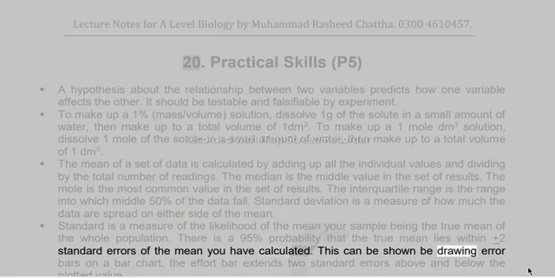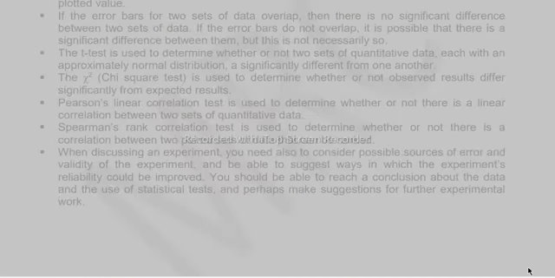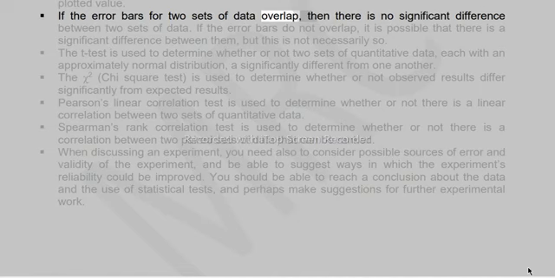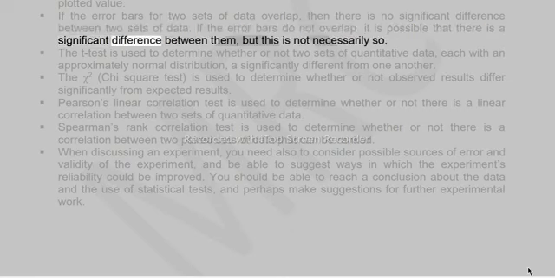This can be shown by drawing error bars on a bar chart. The error bar extends 2 standard errors above and below the plotted value. If the error bars for 2 sets of data overlap, then there is no significant difference between the 2 sets of data. If the error bars do not overlap, it is possible that there is a significant difference between them, but this is not necessarily so.